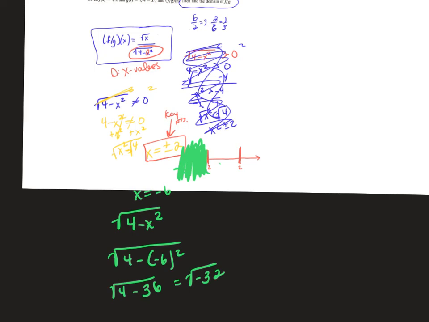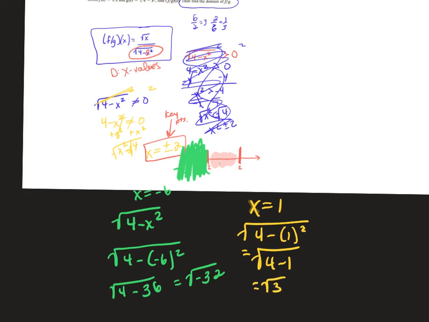So let's pick something in the middle, in between 2 and negative 2. Positive 1? Okay. So I'm going to say x equals positive 1. So I have the square root of 4 minus 1 squared. What is 1 squared? 1. So I have 4 minus 1, so I get the square root of 3. Is that a real answer? Yeah. Is it a nice, pretty whole number that we like to use? No, but it's a real number, so anything in this area will work.